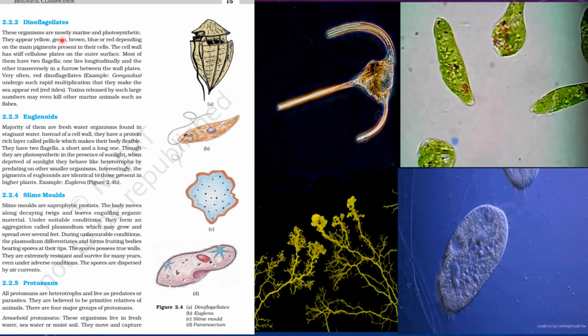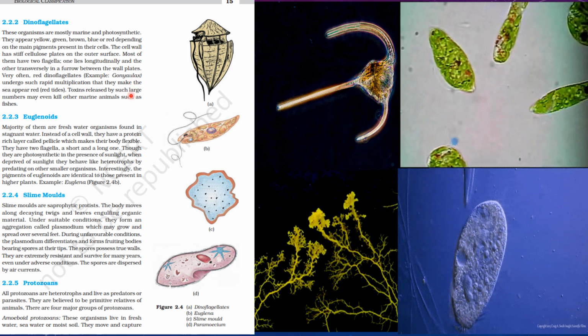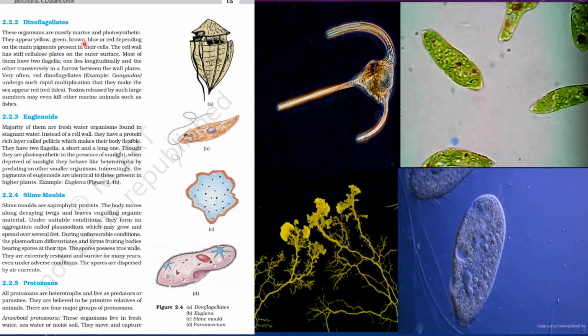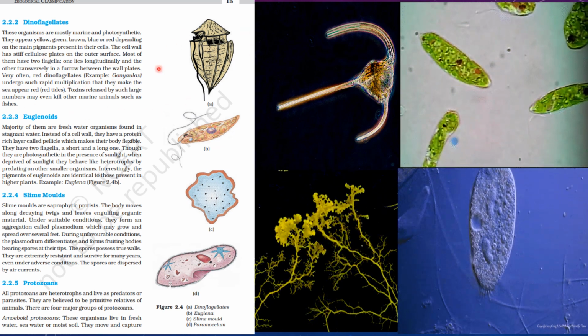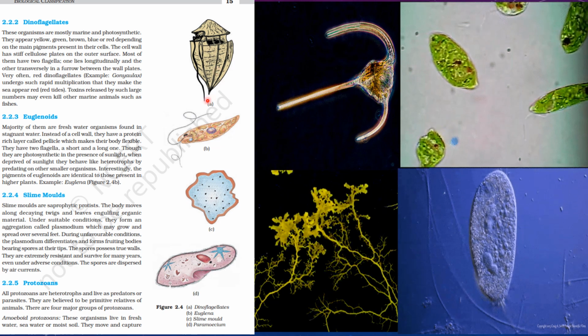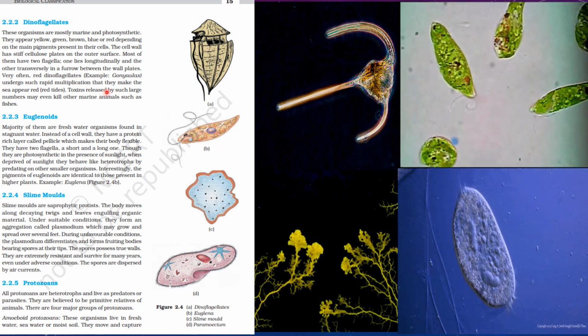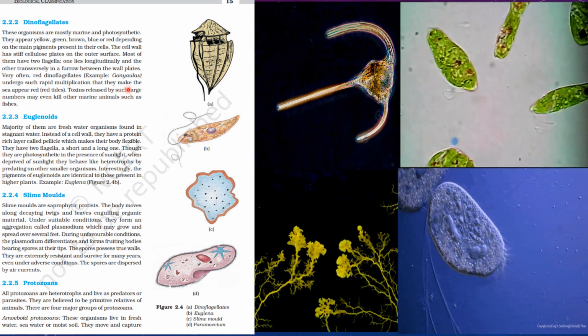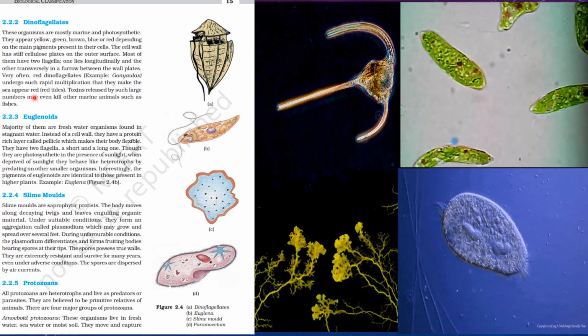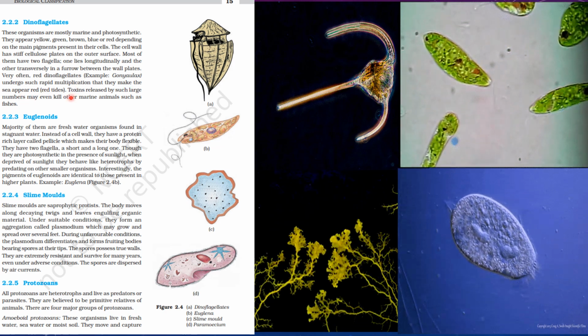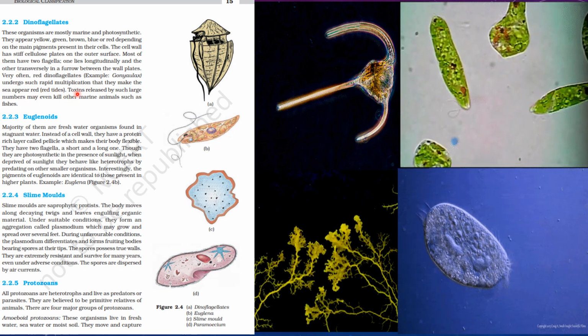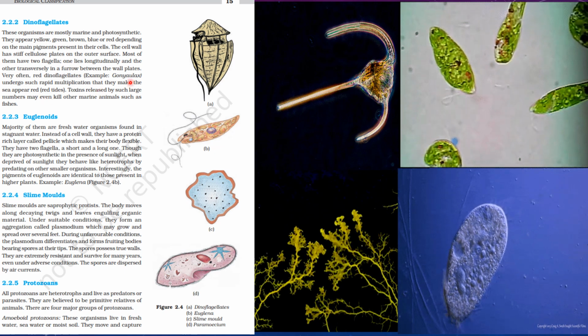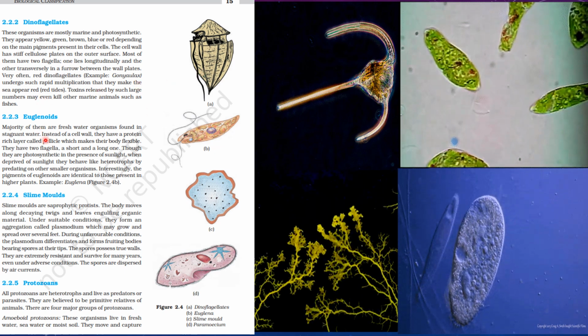So the second member is the dinoflagellates. Dinoflagellates can produce different colors like yellow, green, brown, red, etc., based on the pigment that is present in their cells. One example is Gonyaulax. This Gonyaulax will produce the red sea. They can make the sea red in color, also called red tides. So that is Gonyaulax. And the third member is the euglenoids.